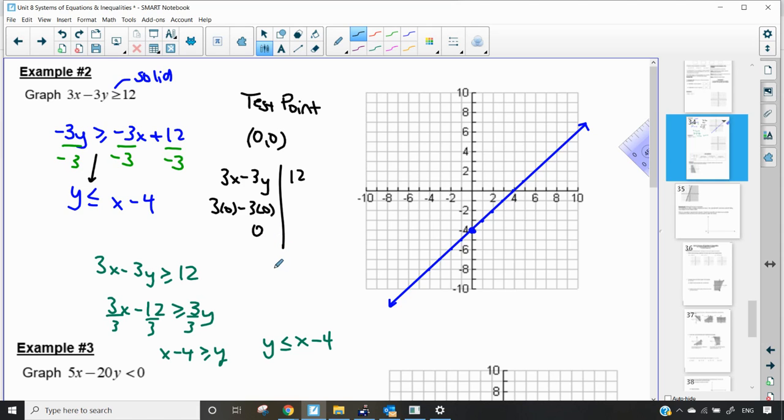Well, it's not true that 0 is greater than or equal to 12. That's a false statement. So my test point is at the origin. That's not a true statement. So that means my shaded region is below the line.